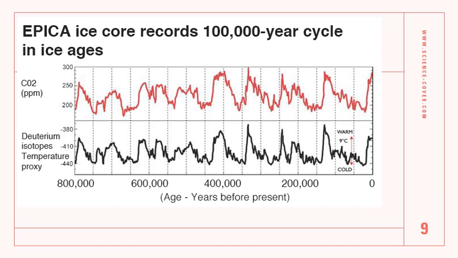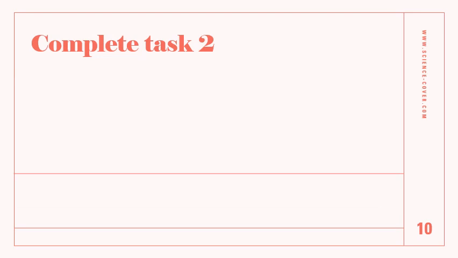Scientists have tried to prove a link between the CO2 level and the Earth's average temperature. By studying ice cores, we can look at how the carbon dioxide level in the atmosphere has changed over time. The red line on this graph shows the amount of carbon dioxide in the atmosphere at different points in the past. The black line underneath shows the Earth's temperature during the same period. We can see that there's a clear correlation or pattern between the two data sets. Now pause the video and complete task 2.